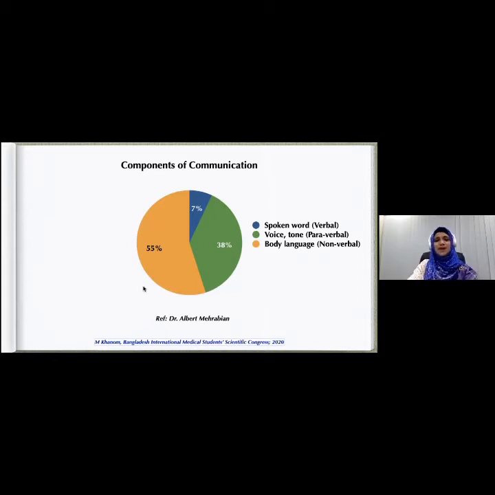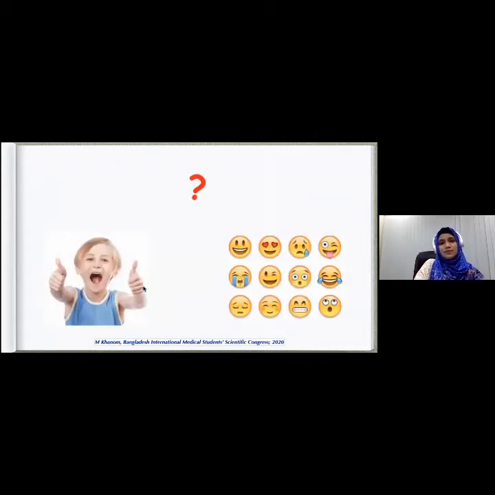A very interesting finding described by Dr. Albert Mehrabian. What we talk to someone, the spoken word or verbal actually contributes only 7%. The voice tone, that is paraverbal, contributes 38%. Most importantly, the body language contributes 55%. So, this is how different types of emojis express our emotions, what you want to talk.